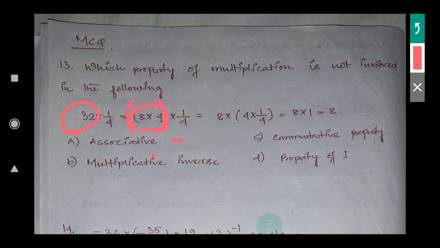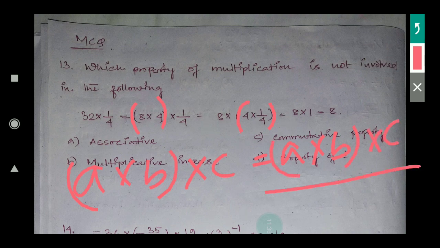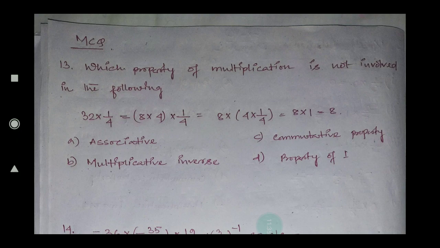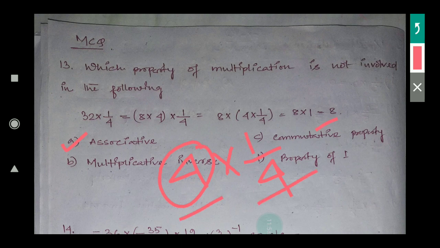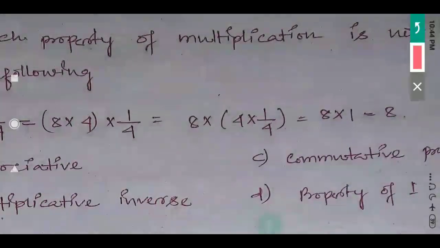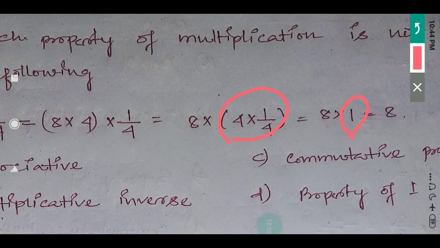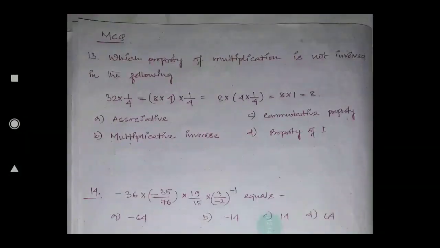First bracket is given here, and after that, next bracket is given here. Which property? A into B into C is equal to A into B into C. This is associative property. So we have got one property, that is associative property, used. Now again, in the second part, 4 into 1 by 4 inside the bracket. No need to do cancellation. The multiplicative inverse of 4 is 1 by 4. If you multiply one number by its multiplicative inverse, it will give 1. After this line I have written 1. That means what property is used? Property of 1. So 2 properties we have got.